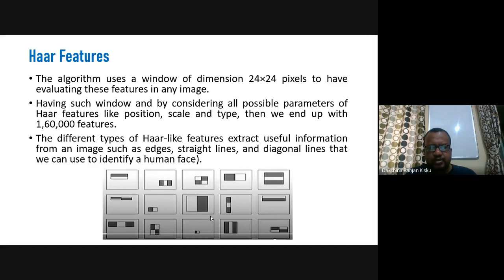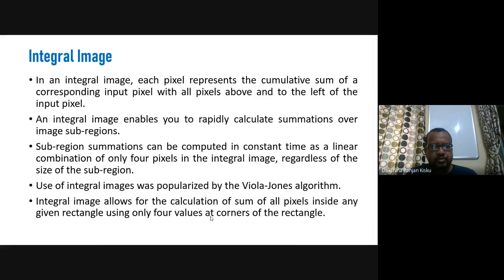If we try this rigorous process to compute the area of the white rectangle and black rectangle for 160,000 features, I think this processing will not complete even after 30 years or even after 50 years. That is why we need some alternative method by which we can compute the area of the white rectangle and black rectangle in the easiest way. So we can use the integral image method.